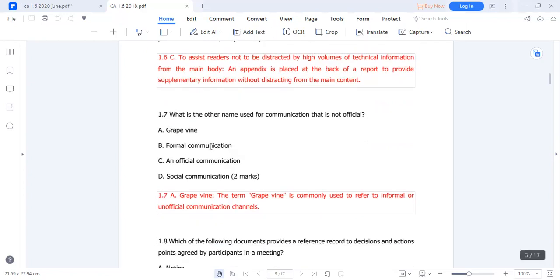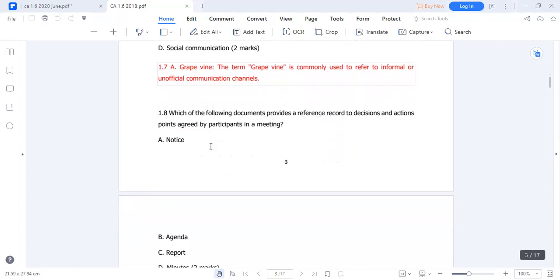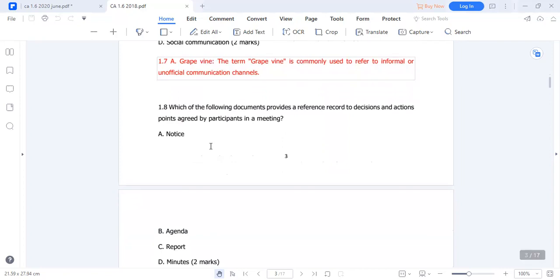Which of the following provides reference of the records of discussions and actions agreed by participants in a meeting? Try this one as well. A, notice. B, agenda. C, report. And D, minutes.